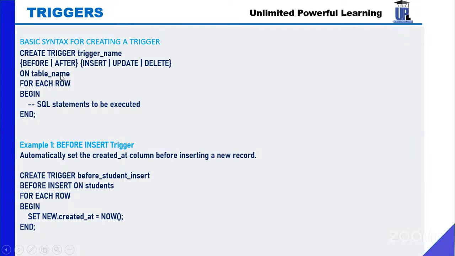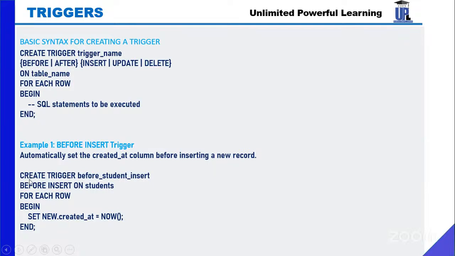Employee table, department table. So like this, we can create a trigger for each row. Or if you want to perform certain operations, so begin and end. For example, here example 1, before insert trigger: automatically set the created column before inserting a new record.